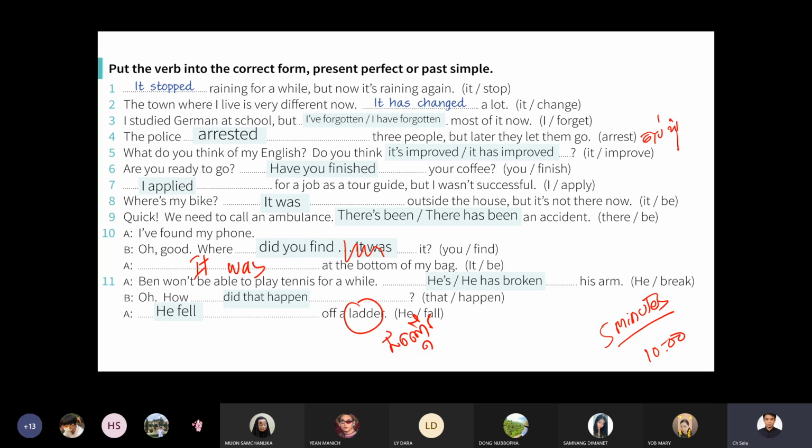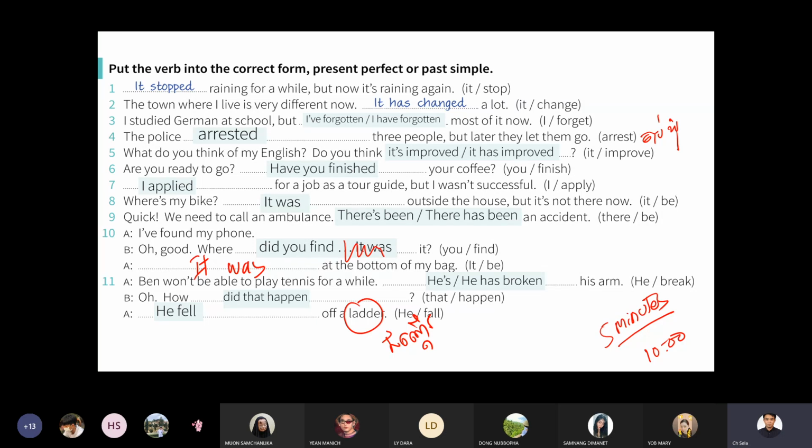Number 6, are you ready to go? Have you finished your coffee? Number 7, I applied for a job as a tour guide, but I wasn't successful. Number 8, where's my bike? It was outside the house, but it's not there now. Number 9, quick, we need to call an ambulance. There has been an accident.